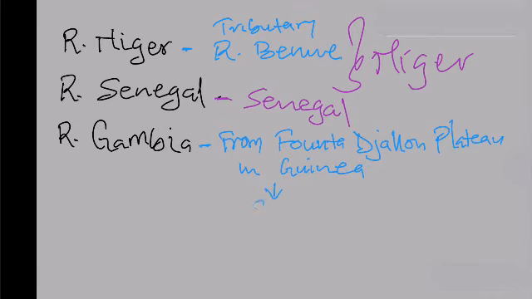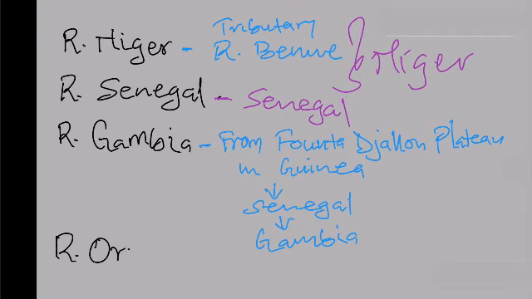And then from there, it flows through Senegal and finally to Gambia before emptying its water into the Atlantic Ocean. And then finally, of the rivers that flow into the Atlantic Ocean, we have River Orange. Now, River Orange is also found in South Africa. Of course, we will give that summary later. Now, those are the major rivers that flow into the oceans.